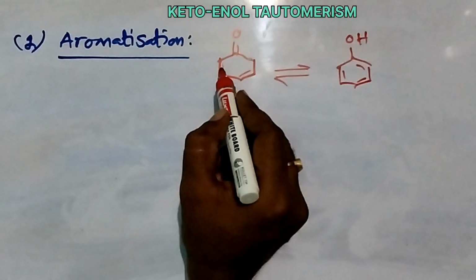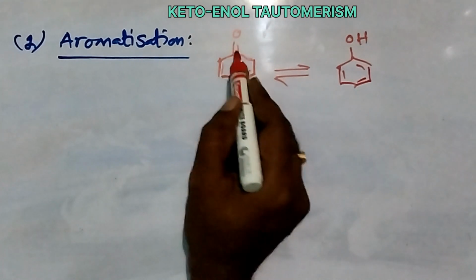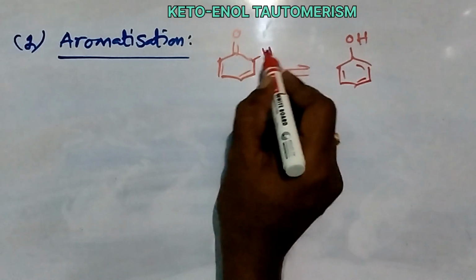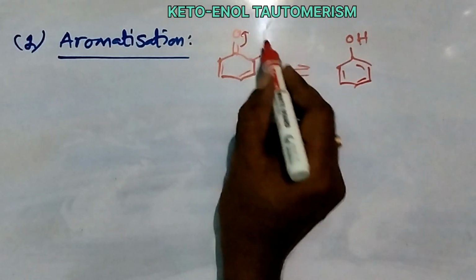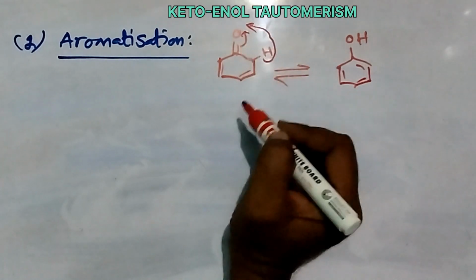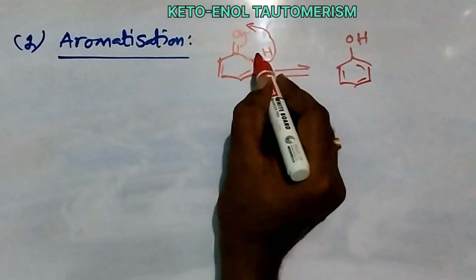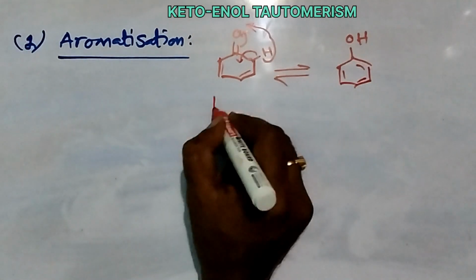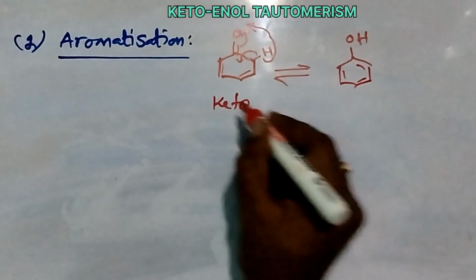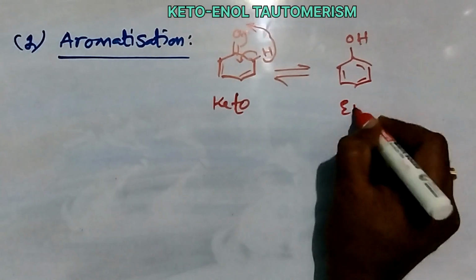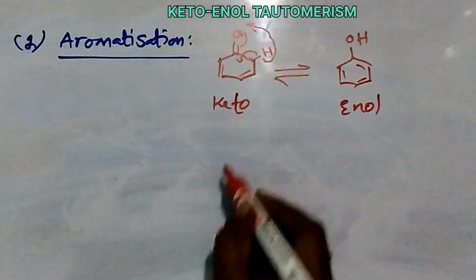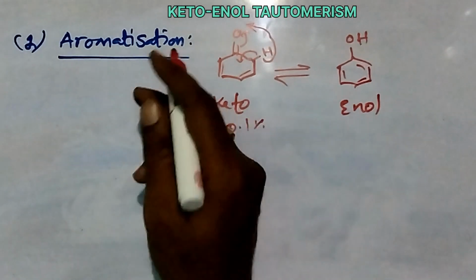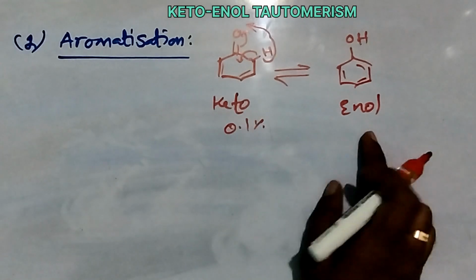Here, 3 pi bonds are there. From here one hydrogen shifts to the oxygen place, then this bond shifts as a pi bond. So this is the keto form, and this is the enol form. How to calculate these percentages? These are conditions we have to remember. Don't worry about this.